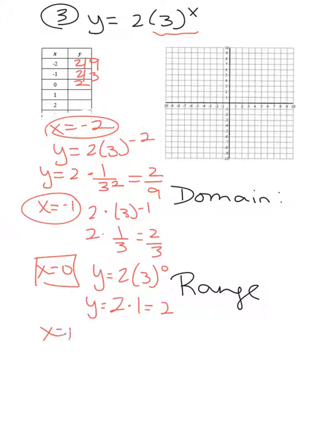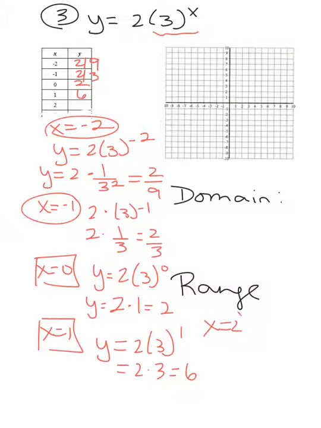When x is equal to positive 1, I'm going to say y is equal to 2 times 3 to the first. So y is equal to 2 times 3, which is 6. And then when x is equal to 2, I have y is equal to 2 times 3 squared. So that's 2 times 9. So y will equal 18.